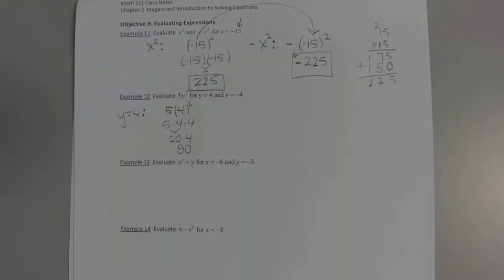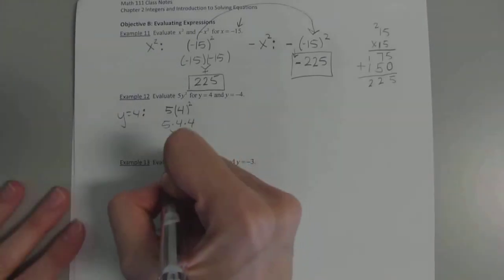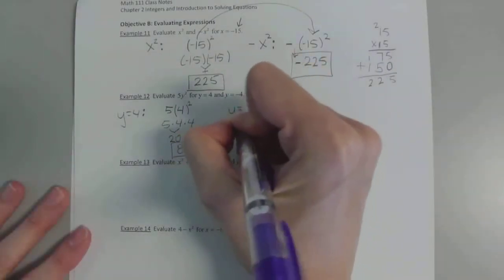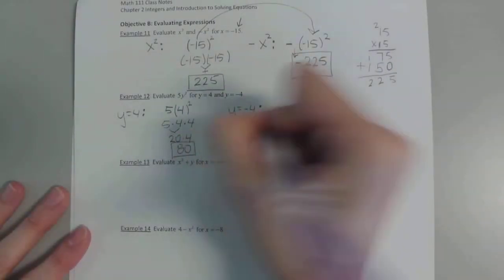Do you have to do it that way? No. I could do that kind of all in my head without having to go off to the side and do 16 times 5. Guess what you get for 16 times 5? 80. So you can do the 4 times 4 first, get 16, and multiply it by the 5. It doesn't matter. How does that change your answer, or does it change your answer if y was negative 4?